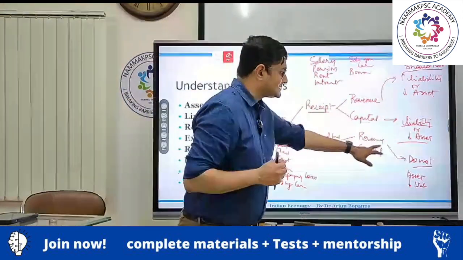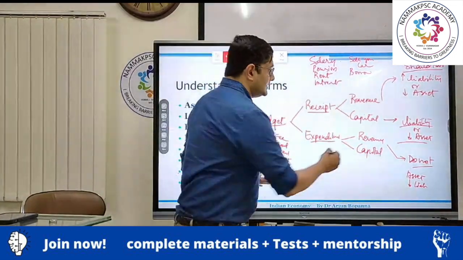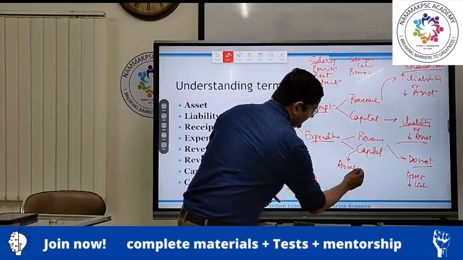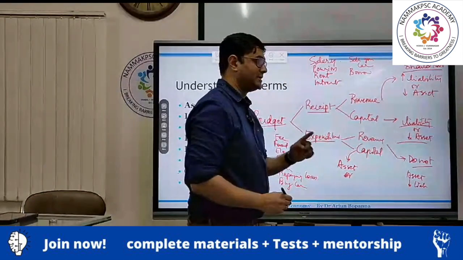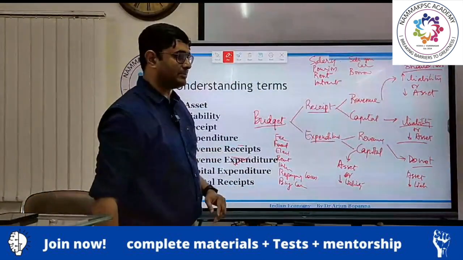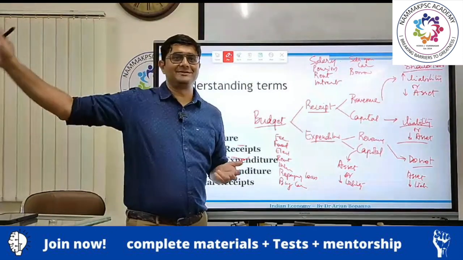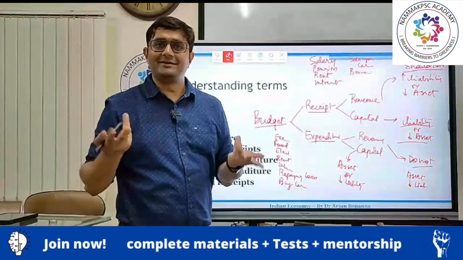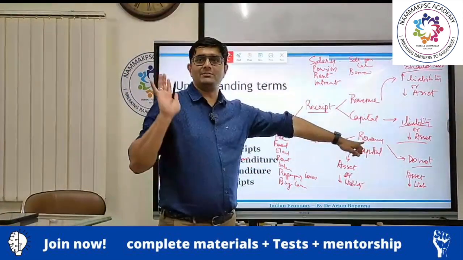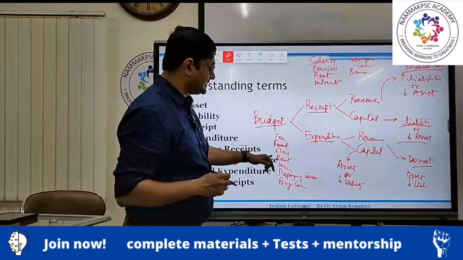Revenue expenditure should not create assets, nor should it reduce liability. Capital expenditure should create asset or should reduce liability. Now take your example, fees. Is it creating any asset? Yes, you can talk intellectual asset and all that, but that's not it. Financially, is it creating any asset? You are spending money, gone. No asset is created, neither liability is reduced. So it is revenue expenditure.